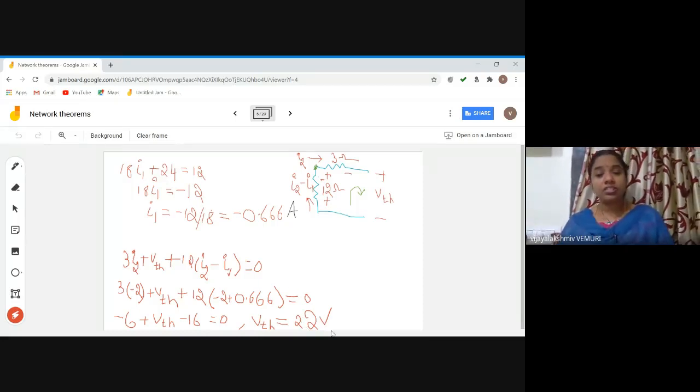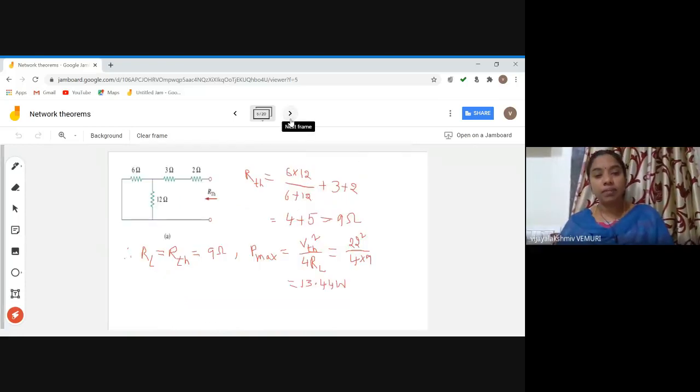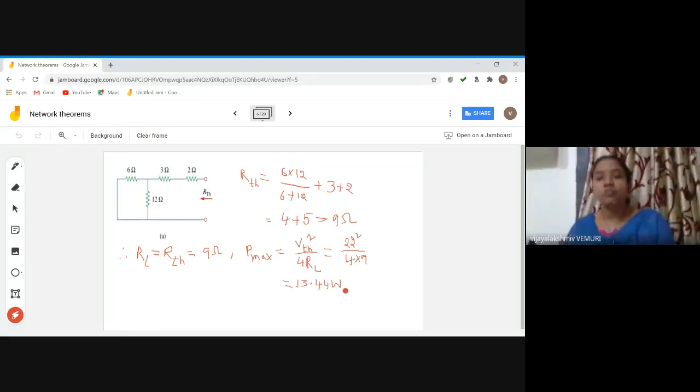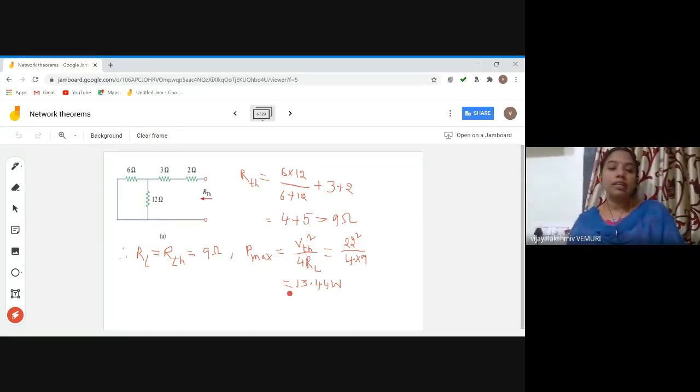Now you have VTH, and you have RTH to be 9 ohms. Now you can find the maximum power with the formula VTH square by 4 into RL. RL is nothing but R Thevenin, which is 9 ohms. So 22 square divided by 4 into 9. We got the maximum power which has been transferred from source to the load, which is 13.44 watts. I think I am clear with the maximum power transfer theorem.